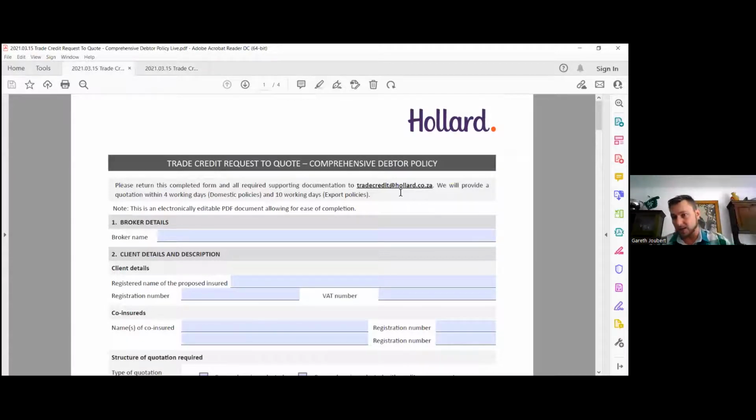The single debtor is obviously quite a popular product, but in reality, the economy is in such a tough space at the moment that clients want cover on everyone. They don't know who they should be protecting themselves against and who they shouldn't.